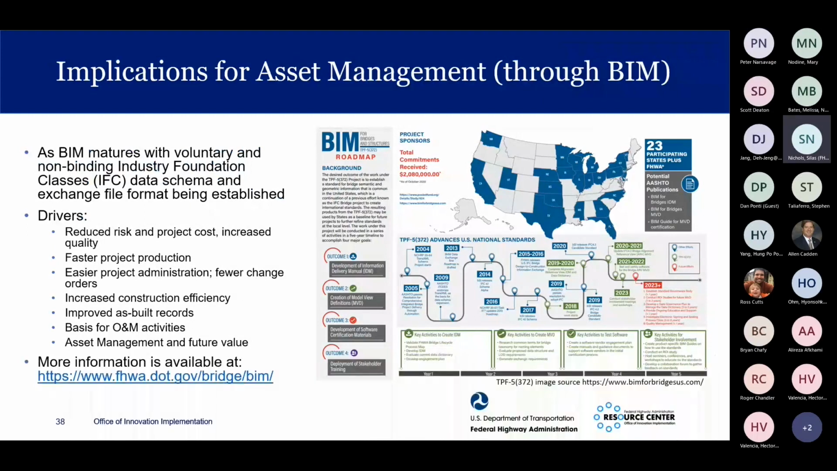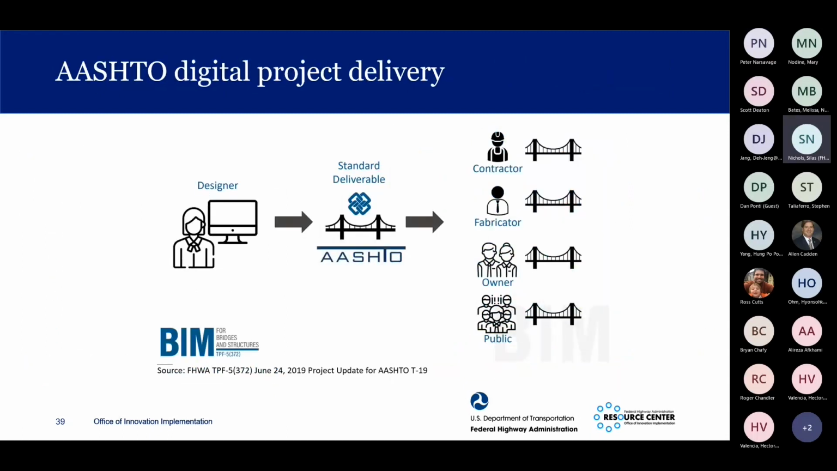So 23 states are a member of this AASHTO study. And some of the things that I've been talking about as drivers for getting our geotechnical information into this are things that we talk about generally with geotechnical engineering: reduced risk, project cost implications, better quality, faster project production, easier administration and fewer change orders, increased efficiency, and improved as-builts for future projects, the basis for operations and maintenance decisions and asset management and future value.